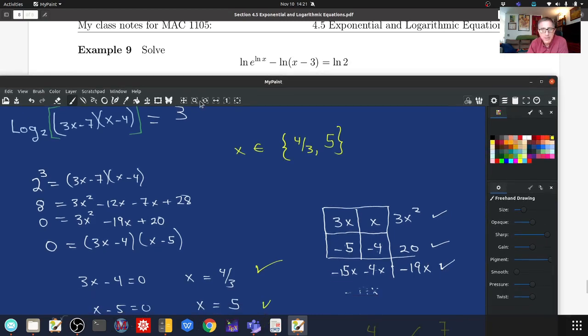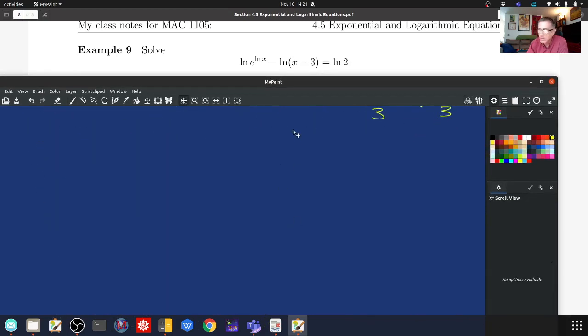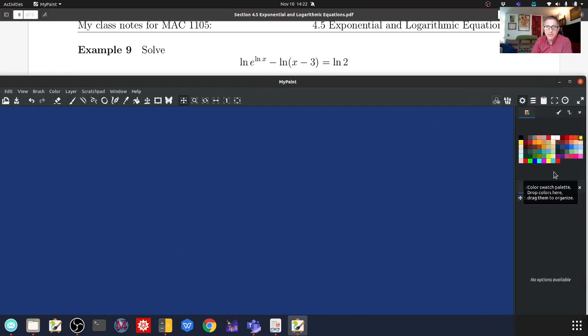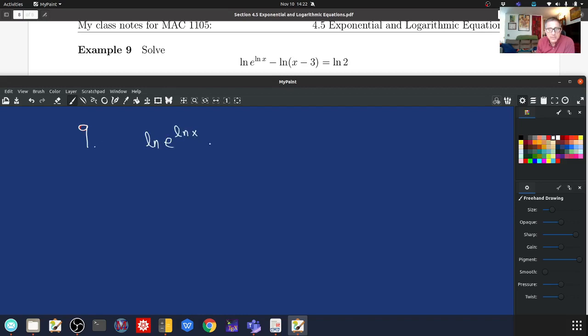I think this is the last one. Yes, it is. The reason I know is because here on my paper I have at the very last box some steps for solving equations. So this is just one of these that looks much worse than it really is. So this is 9. So the natural log of e to the natural log of x minus the natural log of x minus 3 is equal to the natural log of 2.